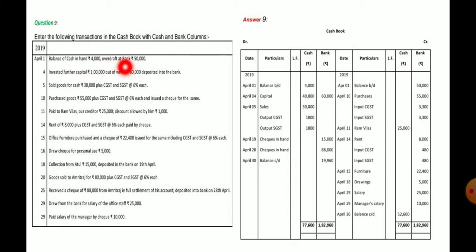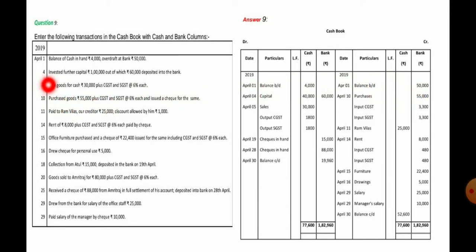So the first transaction is on 1st April 2019, the balance of cash in hand 4,000 and overdraft at bank is 50,000. What is overdraft? When a person withdraws money from the bank more than its deposit, it is called overdraft. So the first transaction will be recorded on both sides, debit and credit, because the overdraft is our credit and the balance of cash is on the debit side. So 1st April 2019 balance b/d, that is 4,000, and on the same date balance b/d on the credit side, because overdraft is a liability, recorded in the bank column.